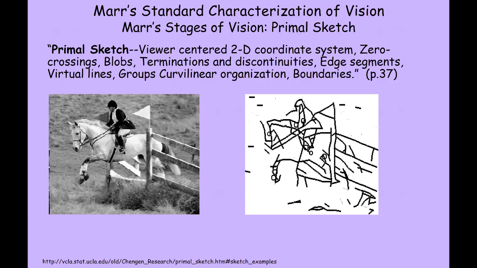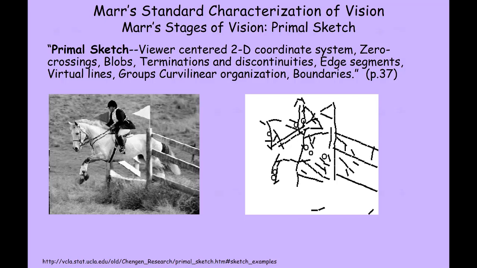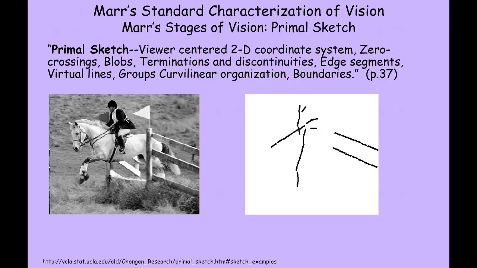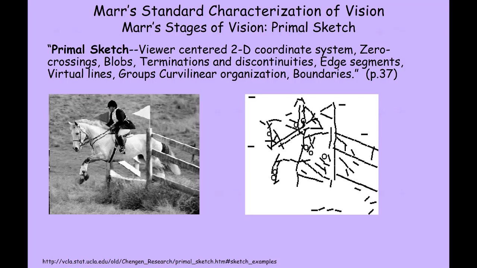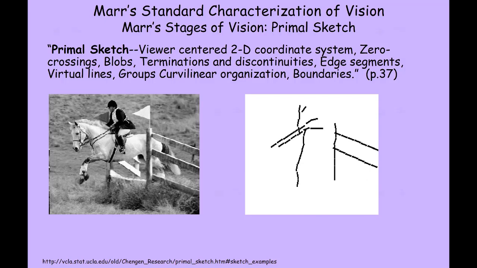It includes information like zero crossing blobs, terminations and discontinuities, edge segments, virtual lines, groups, curvilinear organization of boundaries. I sort of think of this as a kind of Toulouse-Lautrec of the image, right? Just line drawing, essentially, figuring out the general outline of the image by trying to determine the overall lines and organization there.